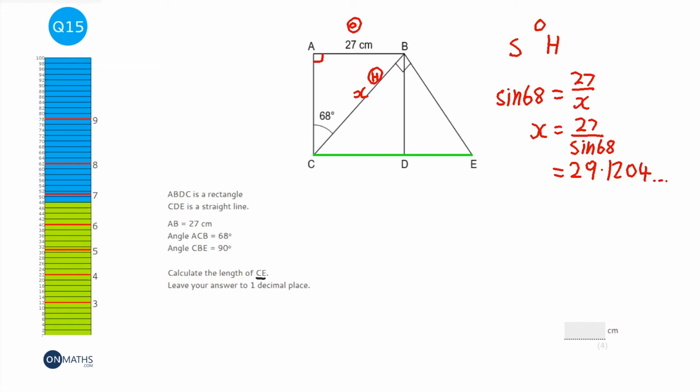So the next thing I need to do is work out CE. Now I'll need this angle here, which I can just get by taking away 68 from 90, because it's a rectangle, the whole thing will be 90 degrees.